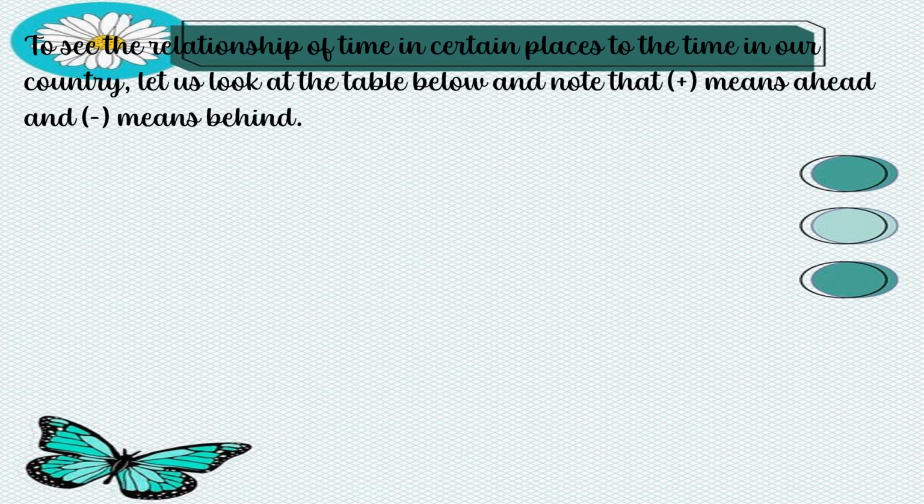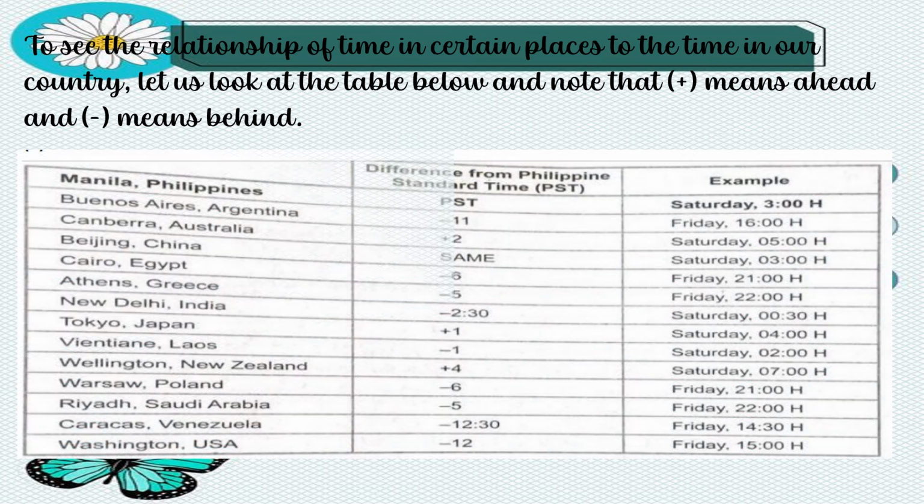To see the relationship of time in certain places to the time in our country, let us take a look at the table below and note that plus means ahead and minus means behind. So we have Manila, Philippines, and then the second column is the difference from Philippine Standard Time or the PST, and then we have the examples.